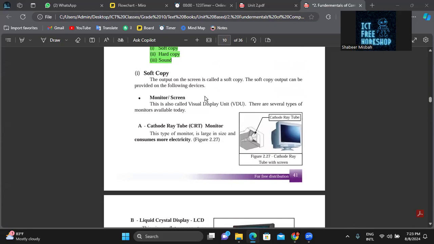So cathode ray tube monitors were used a long time ago. They were the first types of monitors. They were large in size. They were not slim. They were extremely thick in size. So this type of monitor is large and consumes more electricity.